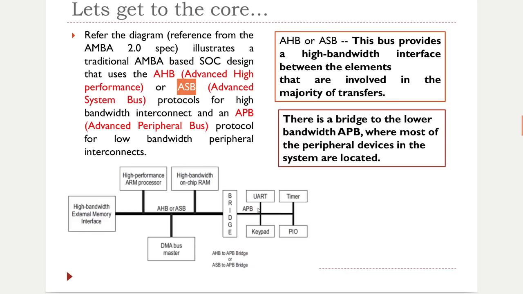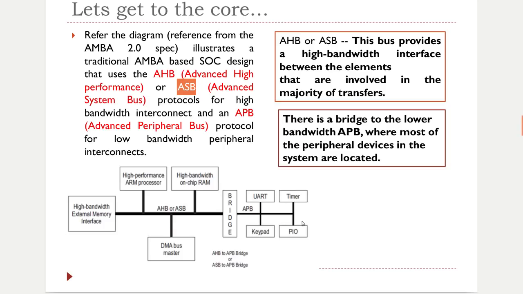Please understand, APB is for low bandwidth, and ASB and AHB are for high bandwidth. That is it. Just remember these points. Now AHB or ASB is nothing but a bus that provides a high bandwidth interface between the elements involved in the majority of transfers, which means that these two are going to help you out. Either of these two will help in all these because they are going to take care of most of the loads. That's exactly the point that you need to understand.